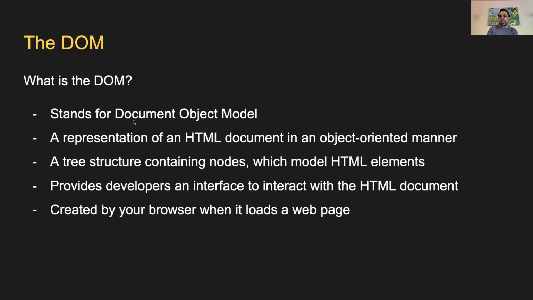So the DOM is represented as a tree structure that contains nodes, and each node is an element from your HTML document. If you imagine the head section and the body section, each of those would be individual nodes on this tree. Those would be siblings, because the head section and the body section are usually at the same level, which is next to each other.